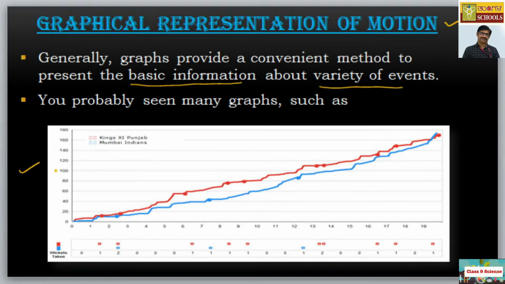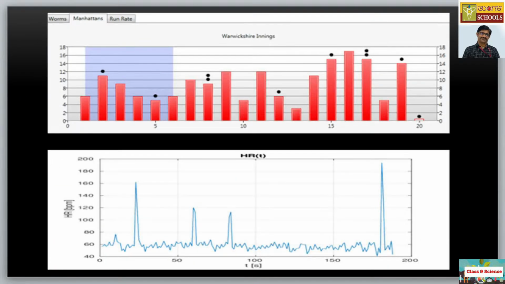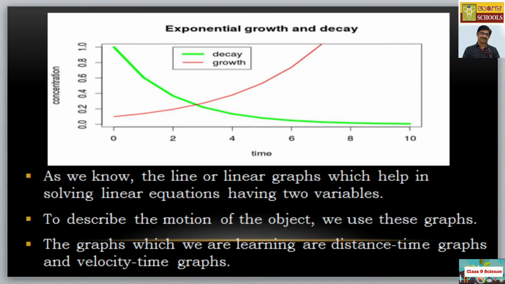You have probably seen this first graph, probably the second and third graphs, these two. You have probably seen these types of graphs too. You can see many graphs in your day-to-day life. I'm listing only a few here. I hope you observed all those.